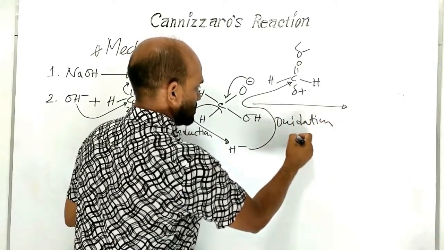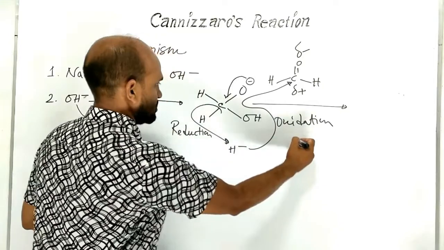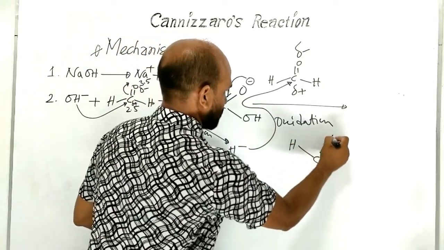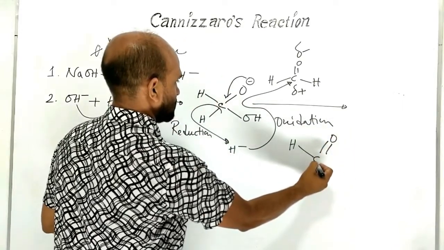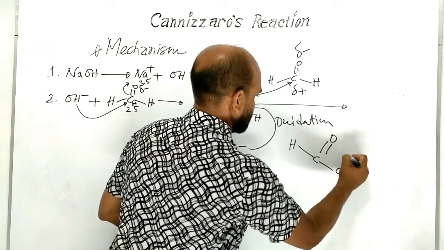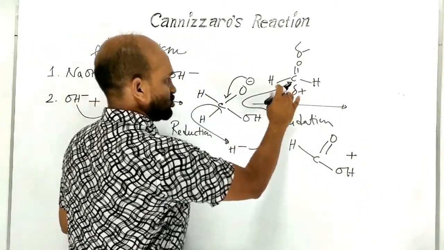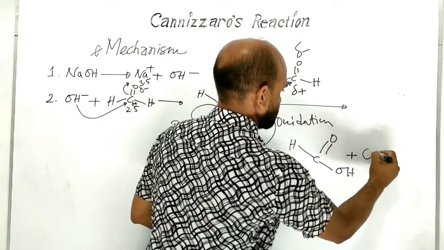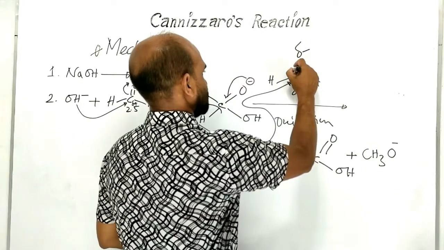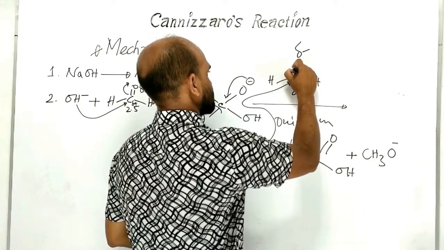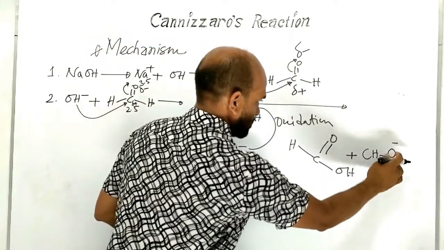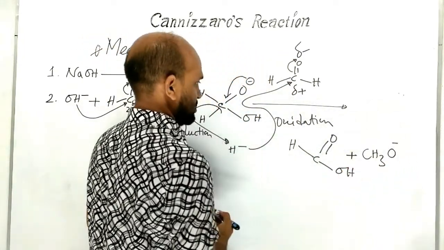Now the species formed is hydrogen, this carbon oxygen double bond, here OH, plus this one is CH3O minus, this minus, because this carbon oxygen double bond turns into carbon oxygen single bond with this negative charge.